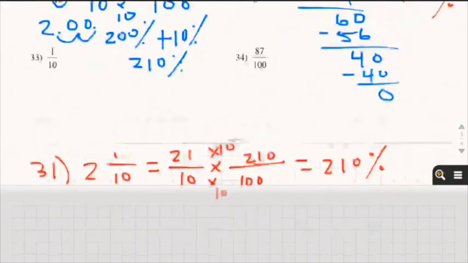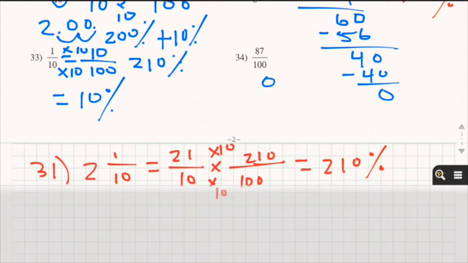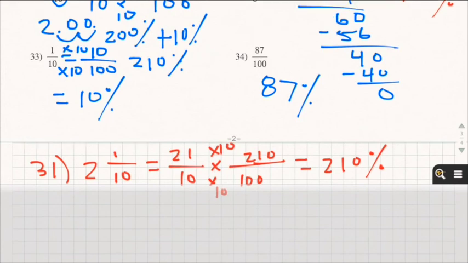Okay, number 33, 1/10. Again, because we can multiply the top and bottom by a factor of 10 to get 100 on the bottom, it makes it easier. 1 times 10 is 10, so we end up getting 1/10 equals 10%. Number 34, 87 out of 100. Because 87 is over 100 already, we know right away that is 87%. And this is converting fractions, decimals, and percents.